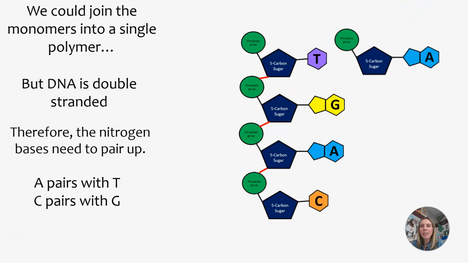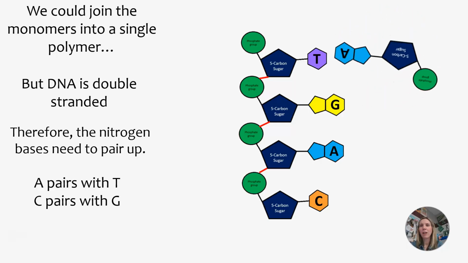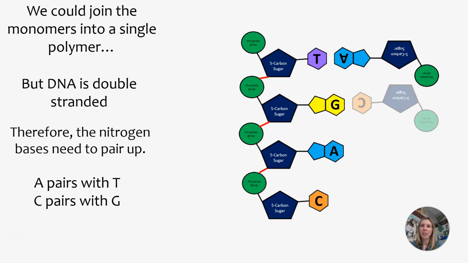But if we were to try and take a nucleotide and pair it up with thymine, you would see that the sugar and the phosphate would be in the way. So in order for this to happen, we have to flip our nucleotide over so that the nitrogen bases are facing each other. So A pairs with T and G pairs with C.